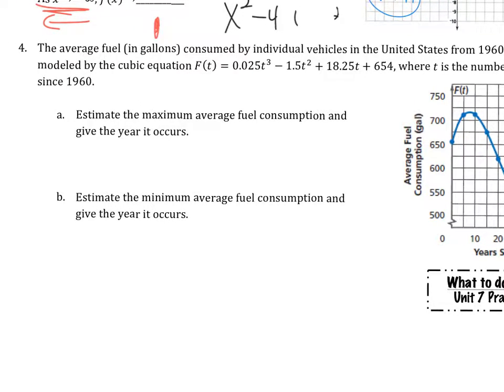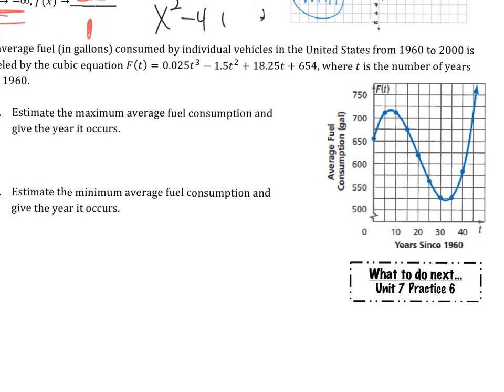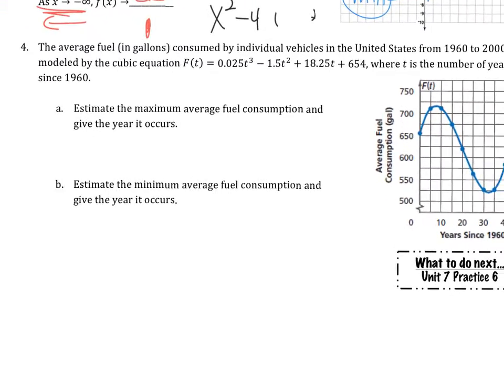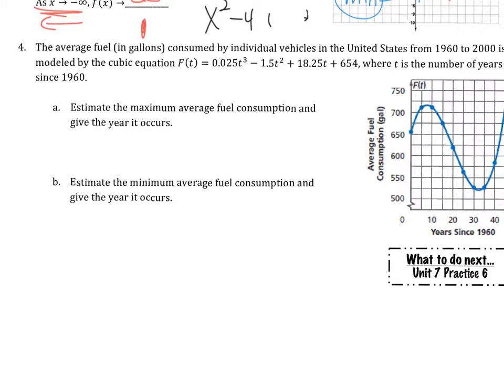So let's take a look. Last one. Average fuel in gallons consumed by individual vehicles in the U.S. from 1960 to 2000 is given by this function, where T is the number of years since 1960. Estimate the maximum average fuel consumption and give the year that it occurs. Then estimate the minimum and give the year that it occurs.